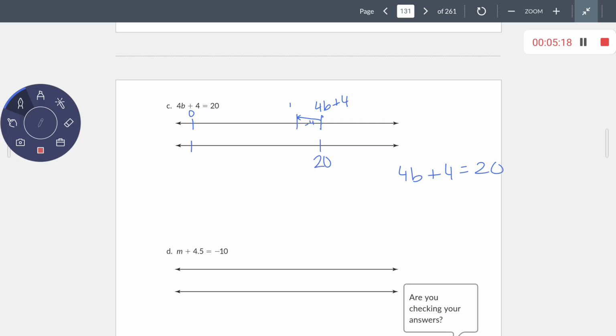So then I get 4b. When I subtract 4 here, I get 16. That's what's happening on my equation. We do the same thing.